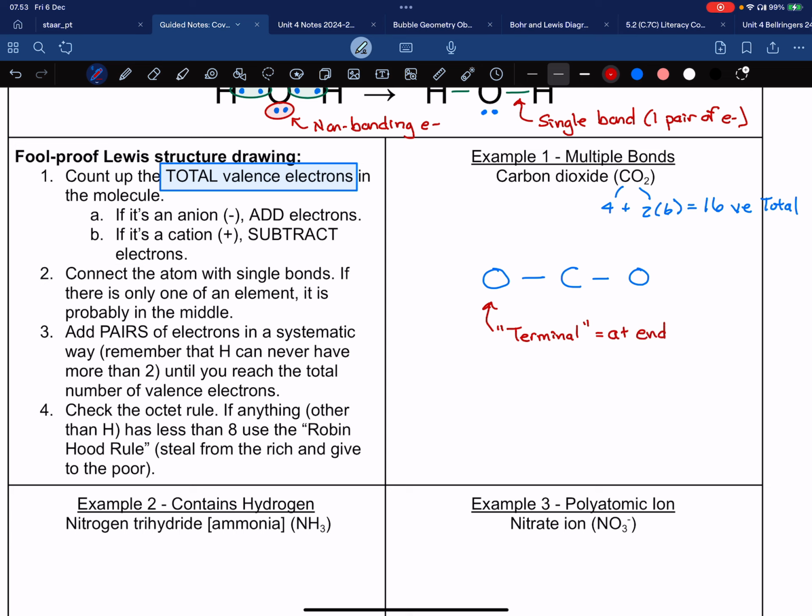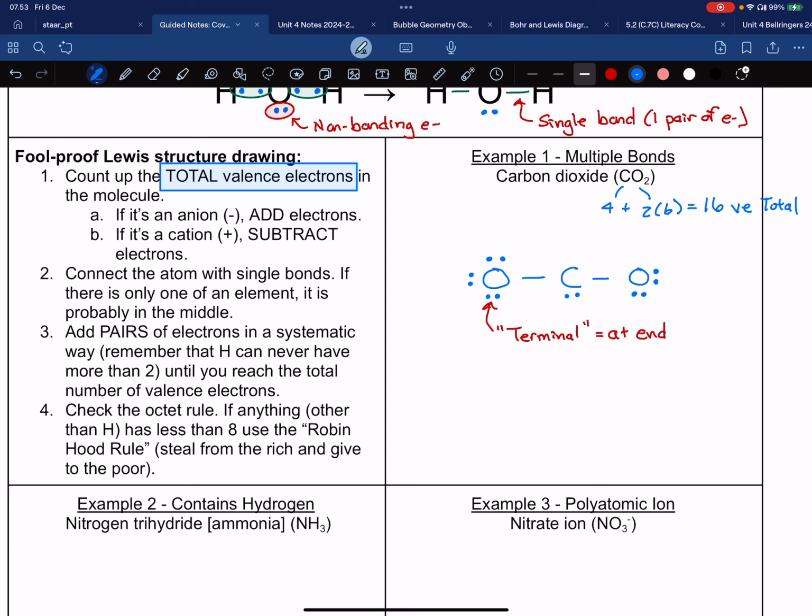And the easiest thing to do is to start on either terminal atom and fill them in such a way that you get 8, okay? So, if I start here, 2, actually, let me go ahead and count them total. That was 2, that was 4, that was 6, 8, 10, 12, 14, 16.